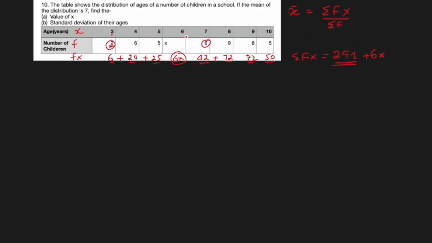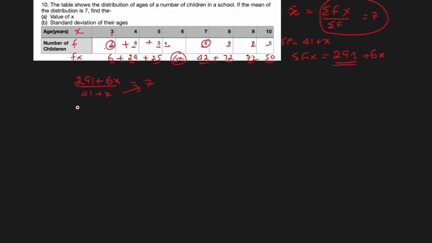Now sigma f. What is the sum of all the frequencies? Again, we'll add the frequencies. 2 plus 6 is 8, 8 plus 5 is 13, 19, 19 plus 9 is 28, 36, 41. And then there is an x extra which we did not add. We can't add x to other numbers. And they say that x bar is 7. The mean is 7, and now we will use this part. Sigma fx came out to be 291 plus 6x. Sigma f is 41 plus x, equal to 7.